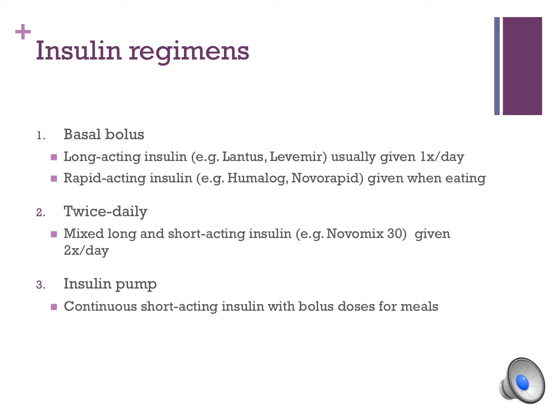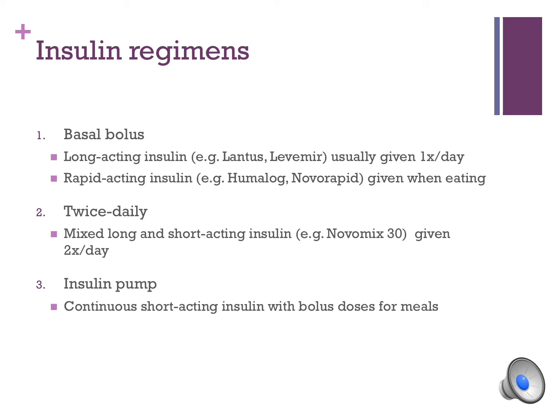To cover the insulin coverage required for meals, we give rapid-acting insulin such as Humalog or NovoRapid when the patient's eating. However, this regimen does require 4 injections a day, and in patients who are non-compliant or in children who go to school, a simpler regimen such as the twice-daily regimen may be more appropriate.